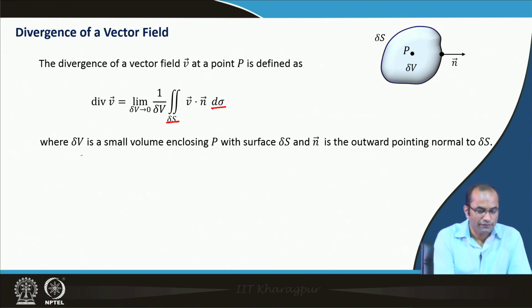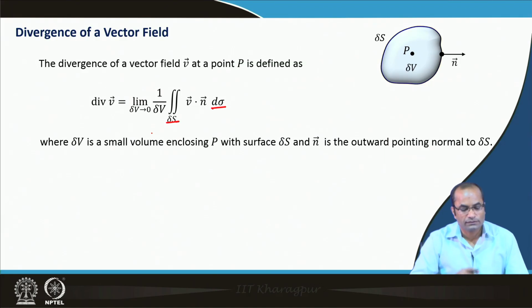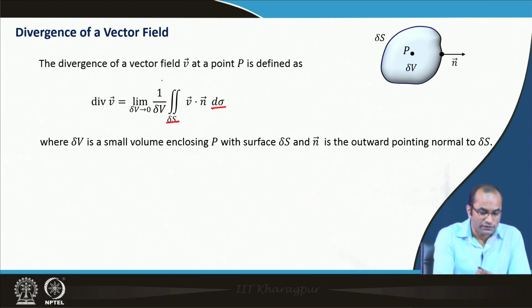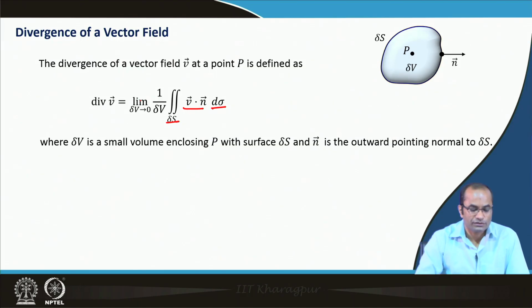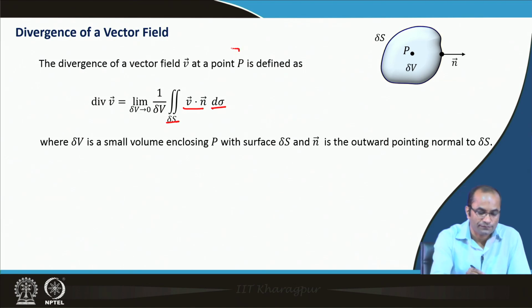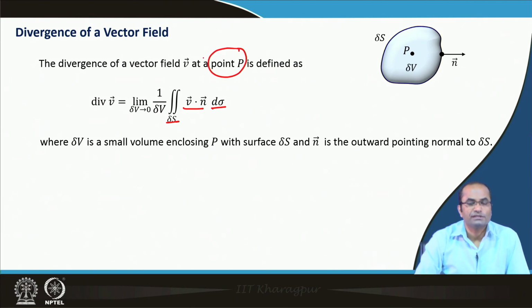So, again here we have this delta V, a volume, and that is covered by this surface delta S around this point P, and this n is the outward normal to this delta S. So, this is one divided by the volume, and this surface integral is done over this V dot n, and here we will be considering the limiting situation, that is what will happen when delta V approaches 0. So, that is actually the divergence at a point P.